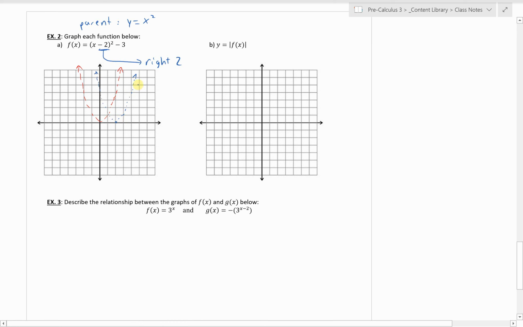There's my sort of halfway function. The next thing I'm going to do is move the whole function down 3 units. I'm subtracting outside, so I would subtract the 2, then I square. After I square, I subtract. So that's the last thing I would do, is move the whole function down 3 units. So I'll take this dotted blue curve here and move it down 3 units.